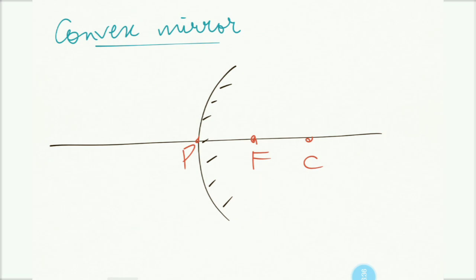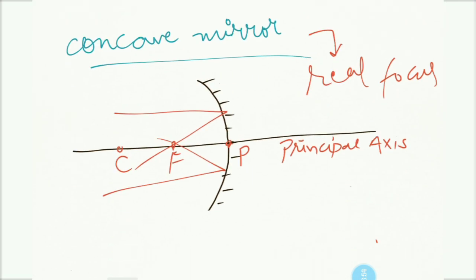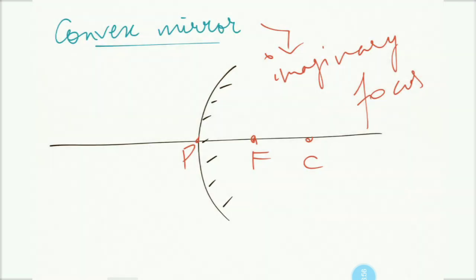Whereas for the convex mirror, the focus is at the back of the mirror, behind the mirror. It is not in front, it is behind. So this is an imaginary focus. Whereas the concave has a real focus. This is not a real focus, because it is behind the mirror, we cannot see it. So that is all about the terms related to spherical mirrors. I don't think it is necessary to explain the terms again because I've given a clear explanation of it.